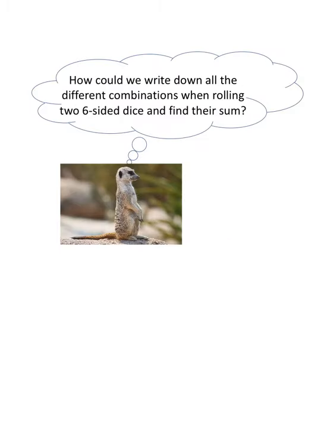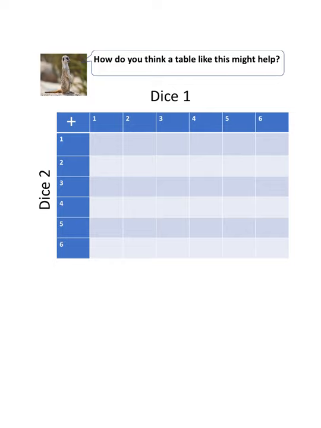So now we're going to look at what happens when two things are involved. How could we write down all the different combinations when rolling 2 six-sided dice and then finding their sum? I'd like you to think about that for a minute before going over to the next slide. Well, we could use what we call a sample space diagram, where going along the top we have all the possible outcomes on the first dice. So we can throw a 1, 2, 3, 4, 5 or a 6. And going downwards we have the outcomes on dice 2. We could get a 1, a 2, a 3, a 4, a 5 and a 6.